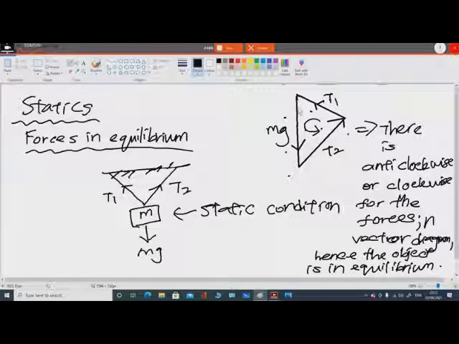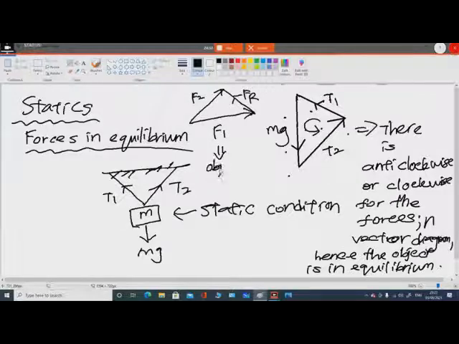If the object is not in equilibrium, basically the forces acting on the object, F2, will give us the resultant force. This resultant force shows us that the object is not in equilibrium condition, by saying that the object exerts translational motion.